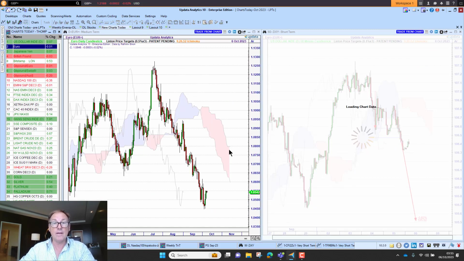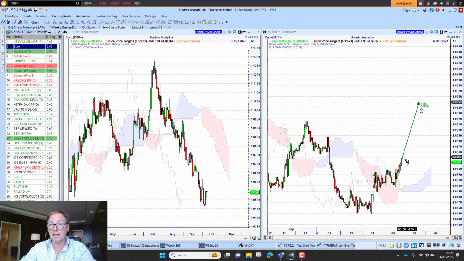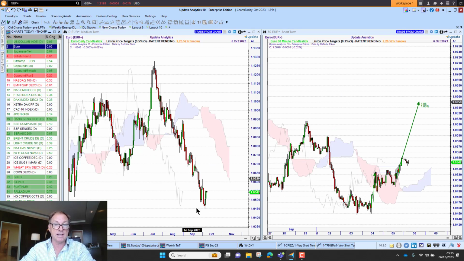Looking at the euro, that means, of course, that we are seeing a little bit of an upside potential on the euro on the 60-minute chart. The daily is still bearish below the cloud, and no clear targets there yet on the daily.